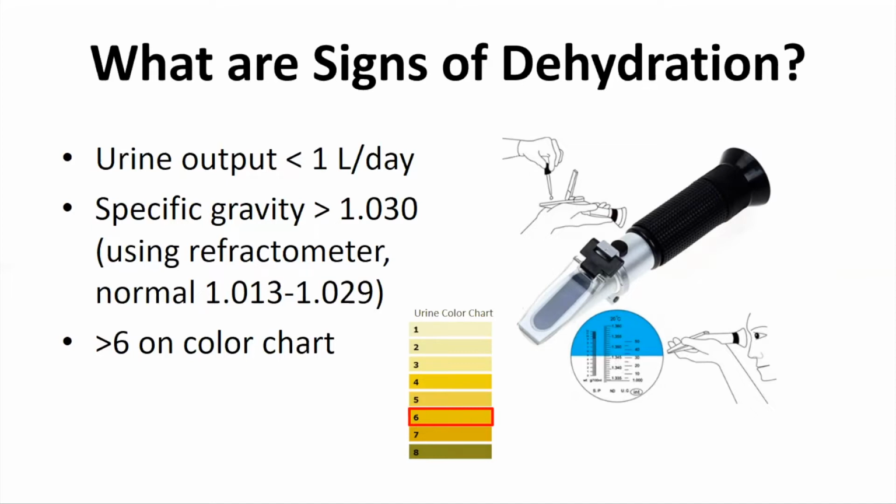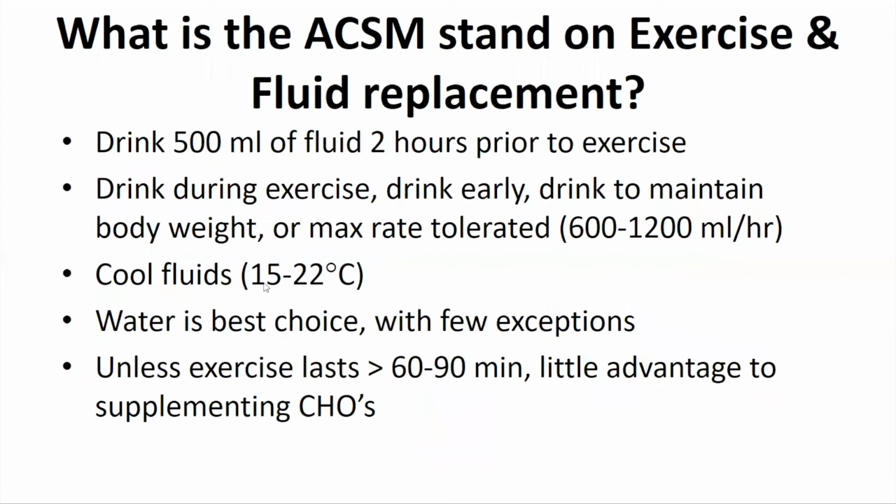There's also a urine color chart that is easy to use. You would have to transfer the urine sample into a clear test tube, hold it up to light, and then compare it to the urine color chart. Anything greater than a color of 6 would be deemed as dehydrated.